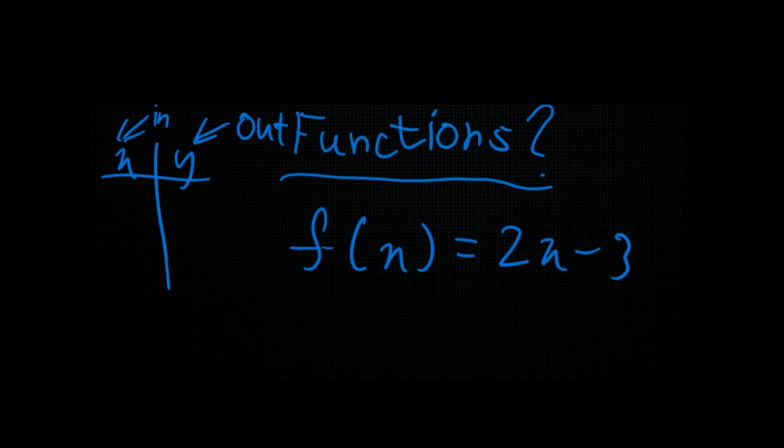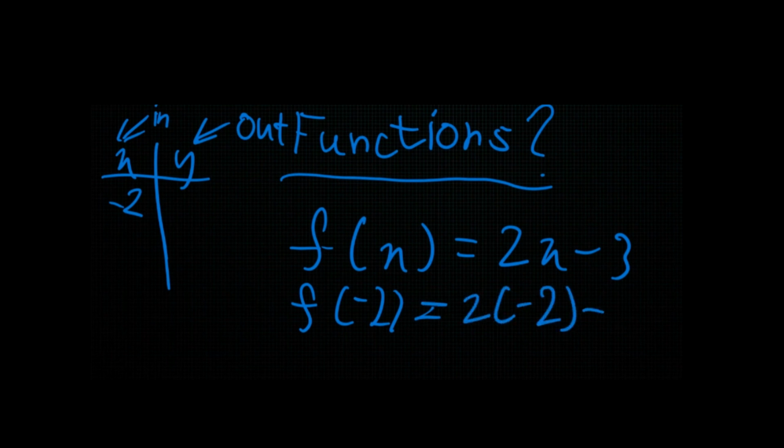So let's put a random value, say minus 2. What will be the output of f of minus 2? Let's find out. That will be f of minus 2 equals 2 times minus 2, minus 3, which is minus 4 minus 3, which will be minus 7. So the output is minus 7.